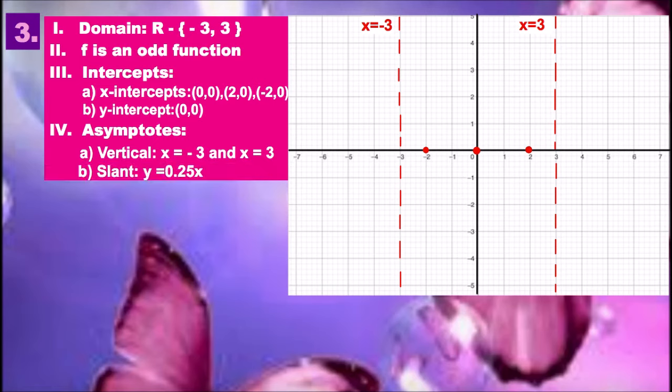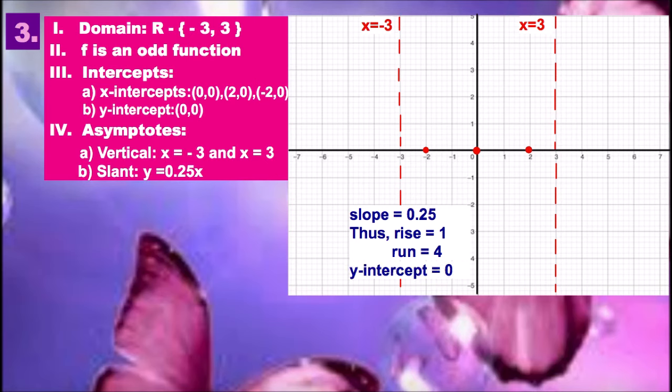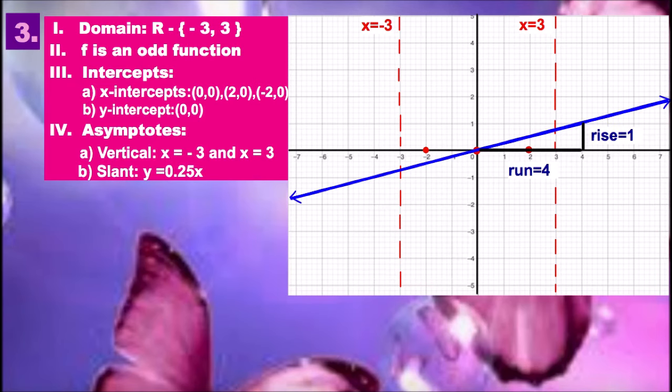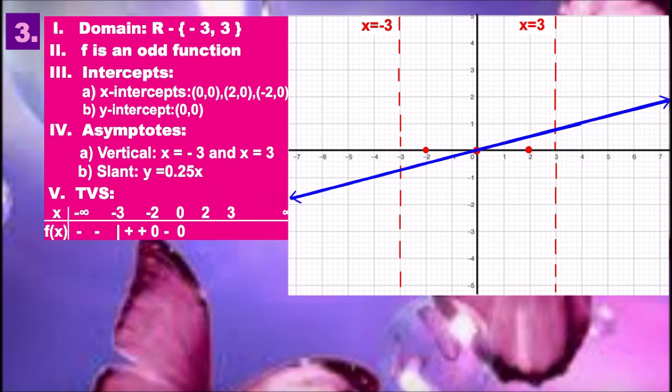We have a slant asymptote of y equals 0.25x, which means the slope of this asymptote is 0.25 or 1/4. Thus, rise equals 1, run equals 4, and the y-intercept equals 0. And through this blue line, we've drawn the asymptote y equals 0.25x. The table of values is shown as follows.